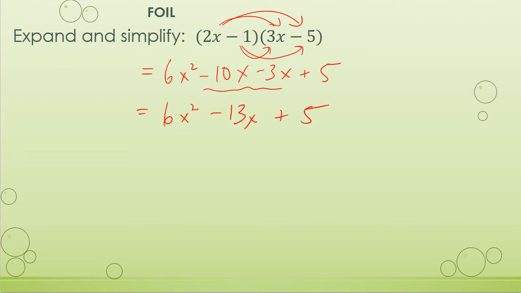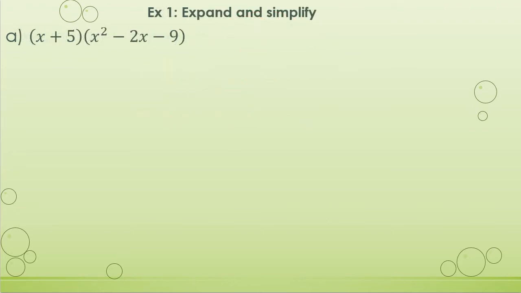Whether or not you use the acronym FOIL doesn't really matter. All that matters is that everything in one bracket has to be multiplied by every term in the second set of brackets. That's all that it boils down to. And we're going to build on that for doing higher order polynomials, such as this one. So our first real example, expand and simplify.